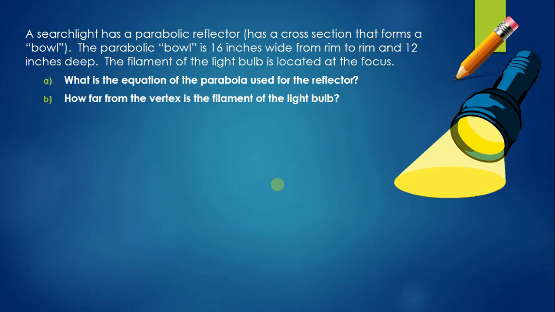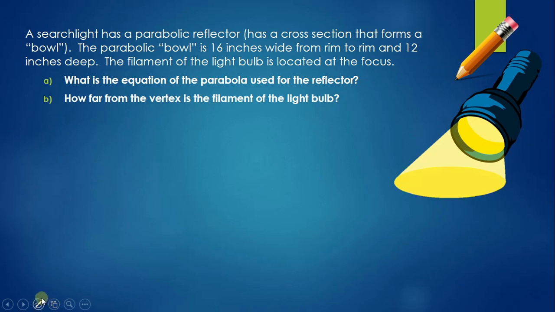showing. One of those would be a flashlight. So on this I have a searchlight that has a parabolic reflector. Basically it's a cross section that forms a bowl. The parabolic bowl is 16 inches wide from rim to rim and 12 inches deep. The filament of the light bulb is located at the focus.